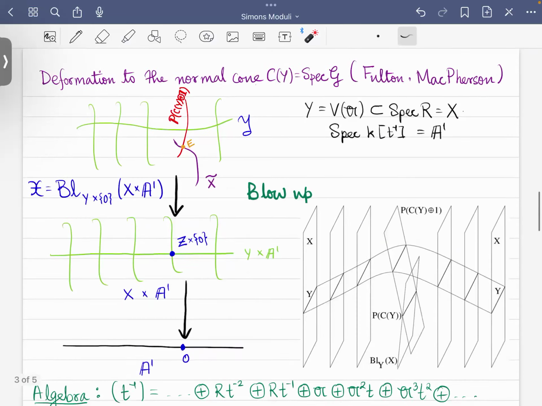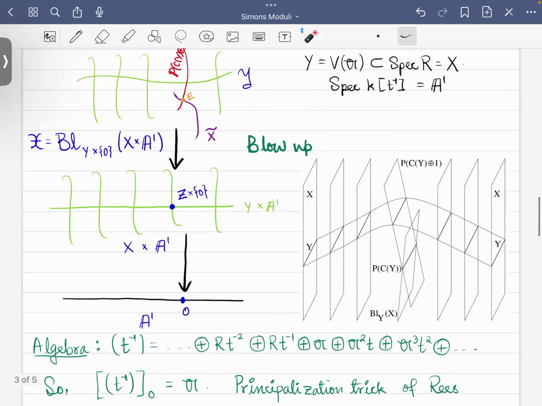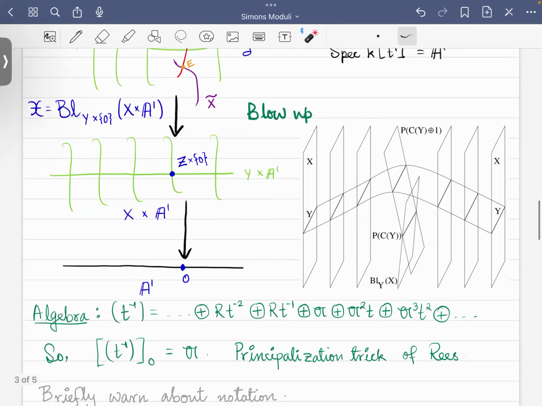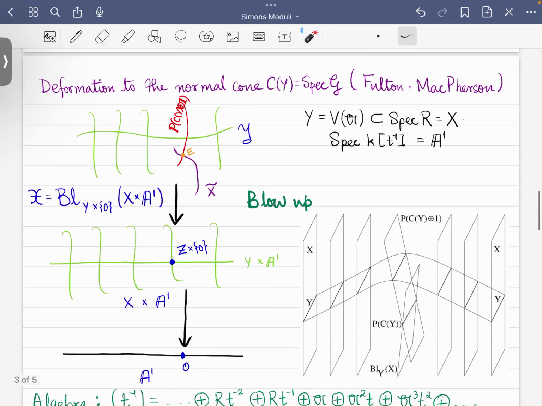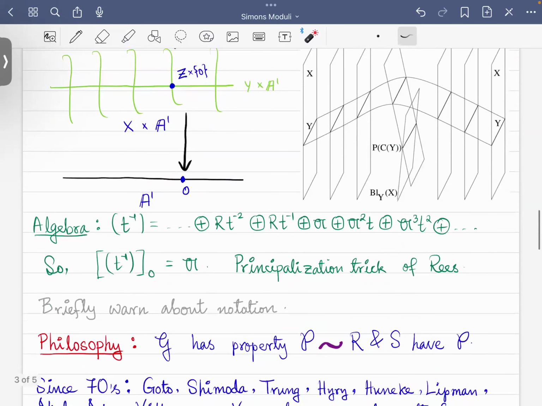Okay. And I found this picture on the internet, so I included that as well. Okay, so this is why this is called deformation to the normal cone. Now from this blow up, if I remove this strict transform of X, then what I get is that the zeroth fiber is the normal cone and everywhere else it is just R. That is why it is called deformation to the normal cone. Okay, this is the geometry.